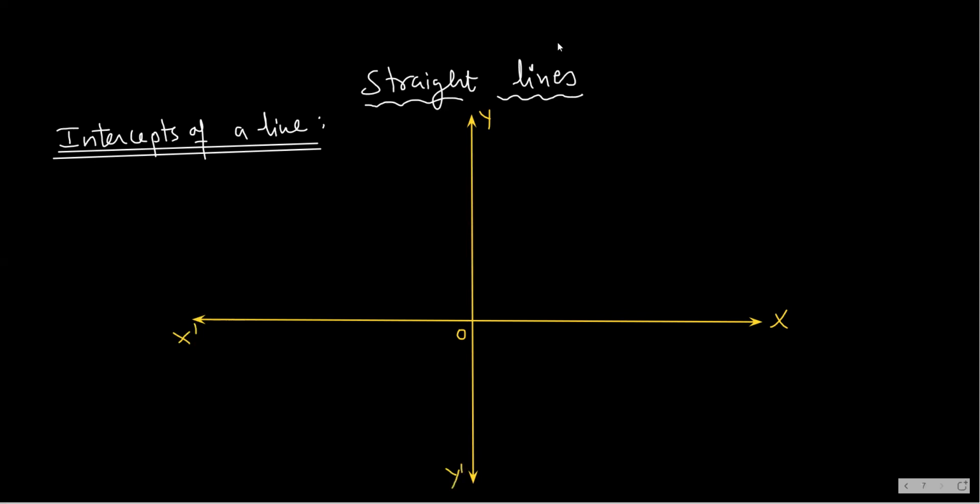Now, students, on the x-axis, on the right side we write positive numbers 1, 2, 3, 4, 5, 6, and so on. This side we write negative numbers.